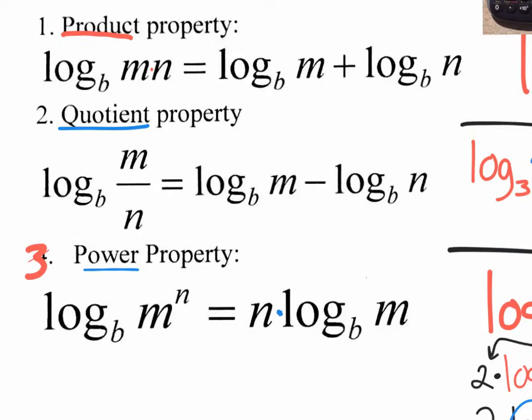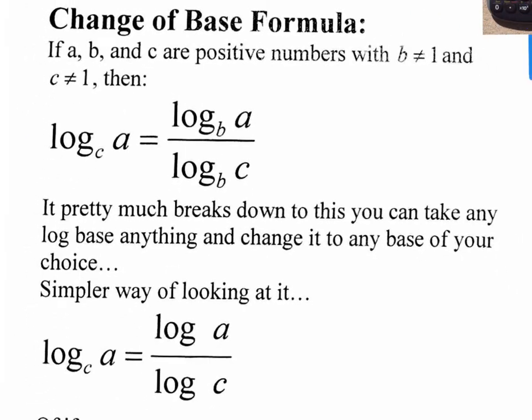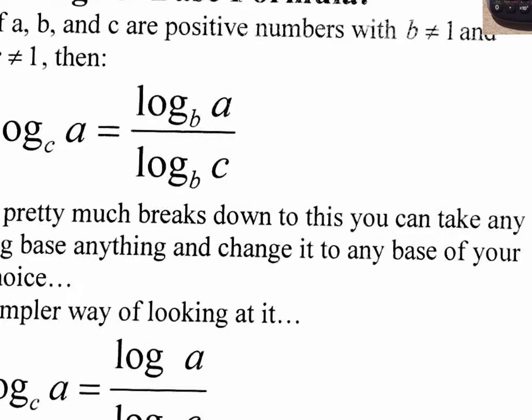In addition to the 3 properties, we're also going to be changing the base, the change of base formula. Okay? Change of base formula is straightforward and simple, and it's really useful if you don't have the Casio calculator. So for example, let's say they give you a decimal approximation or a decimal answer of log base 3 of 8.